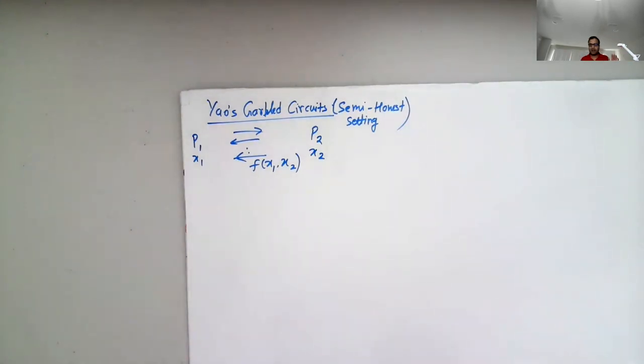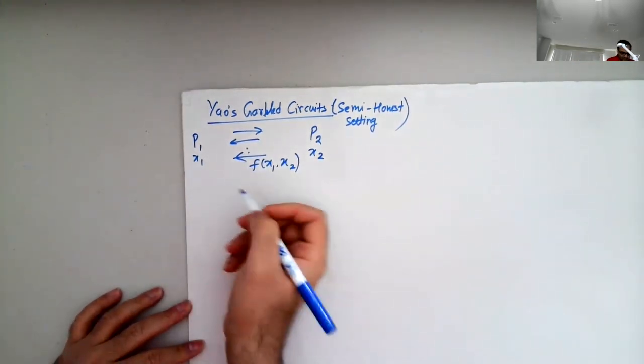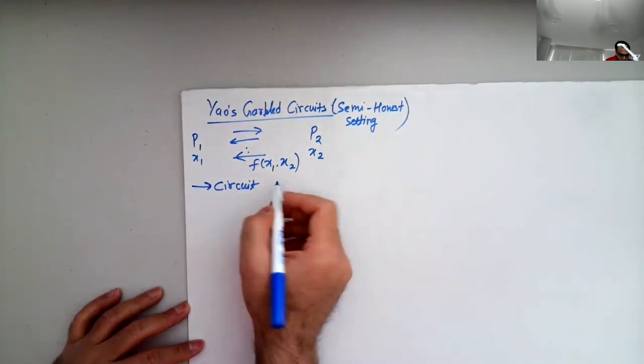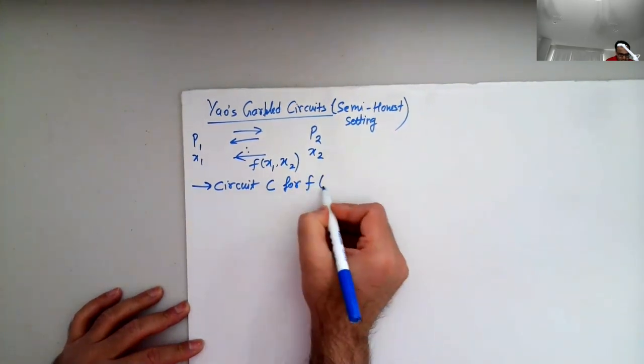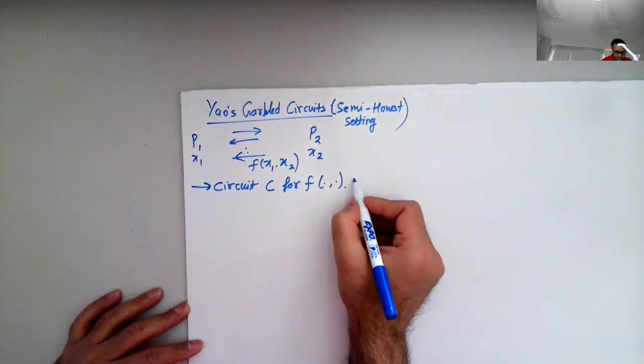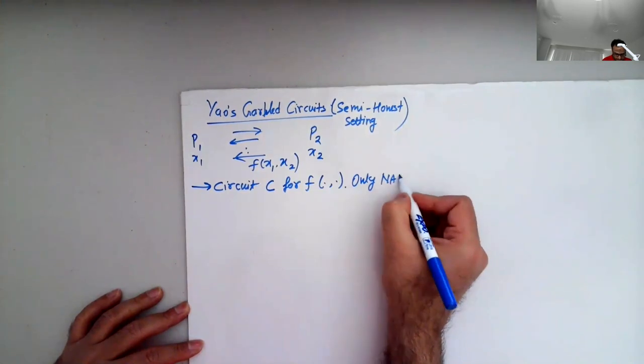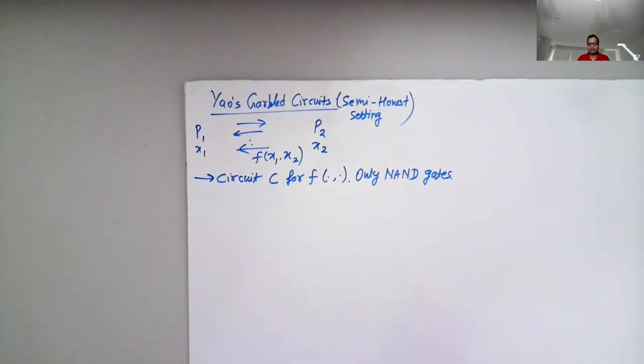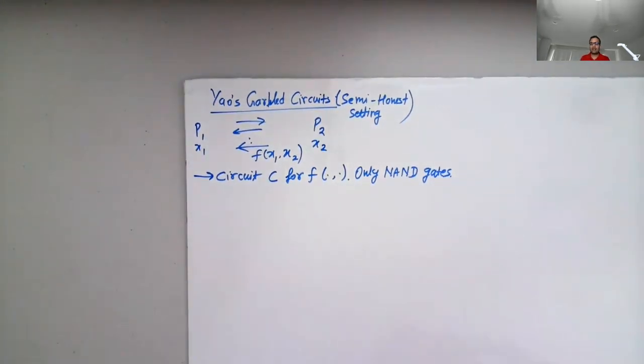So we will make some simplifying assumptions. Let's say we are given a circuit, let's denote the circuit by C for the function f, right? The circuit has only NAND gates. Note that NAND gates are universal gates. Given a NAND gate, you can construct any other gate, including AND gate, OR gate, NOT gate, and whatever. So any circuit can be represented as a circuit consisting only of NAND gates. For simplicity, that's what we will do. And we will assume that the circuit is polynomial sized. It has a polynomial number of wires, polynomial number of gates.